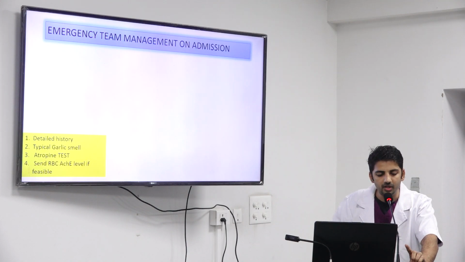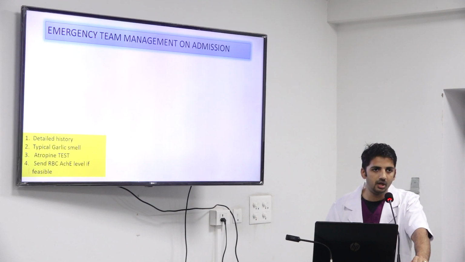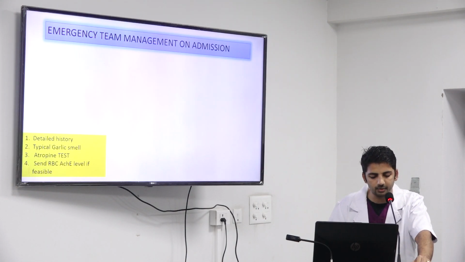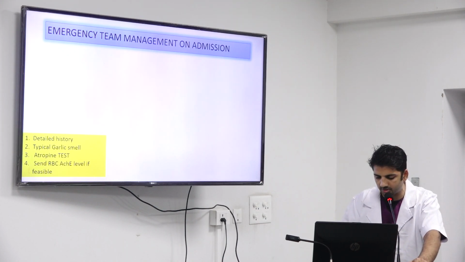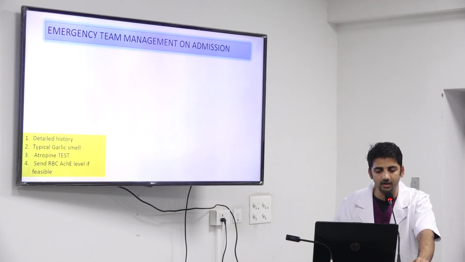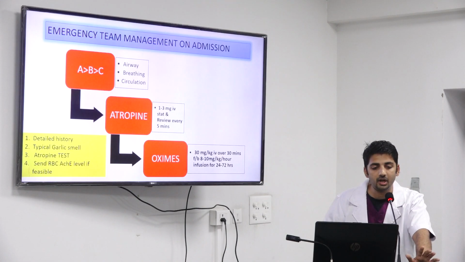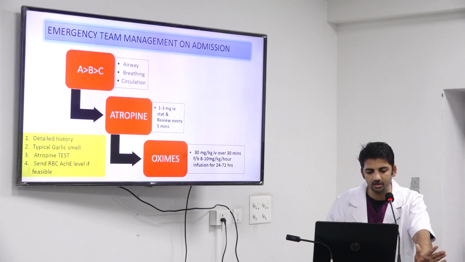Even if we are doubtful about the history and the smell, we can do an atropine test by giving 1 to 2 milligrams of atropine and testing for reversal of the cholinergic symptoms, and send RBC acetylcholinesterase level, if available and feasible. It is not a must because it is more of a clinical diagnosis rather than a laboratory diagnosis. So the triad of our management is ABC, atropine, and AIIMS. That's all in a nutshell.